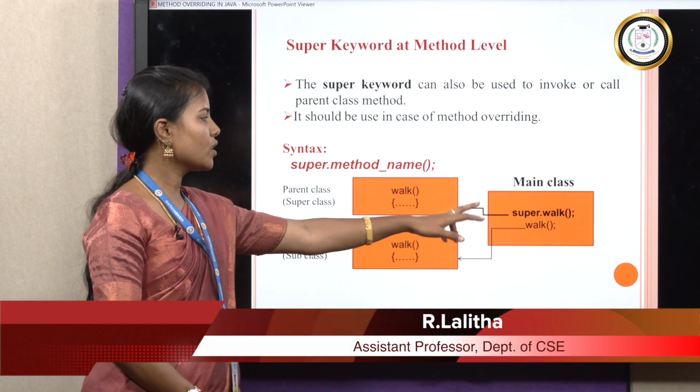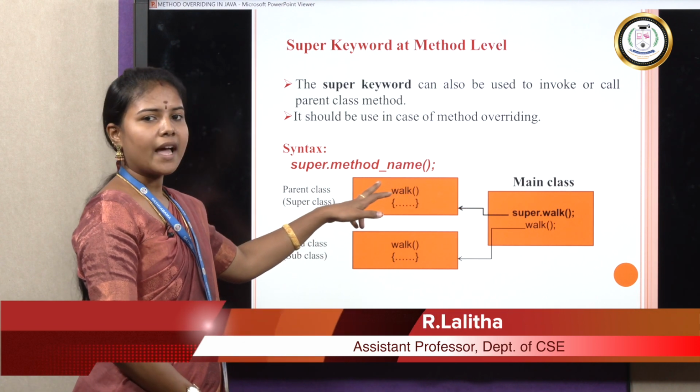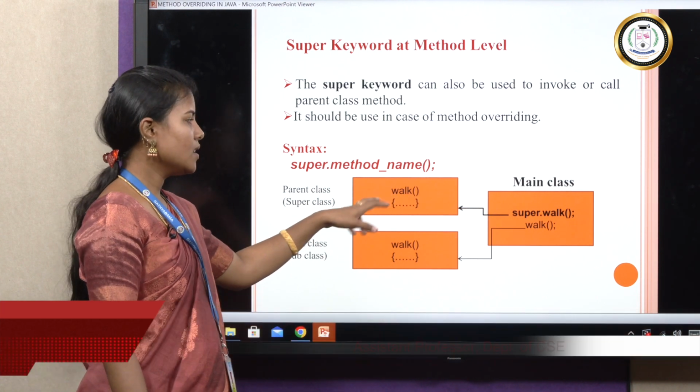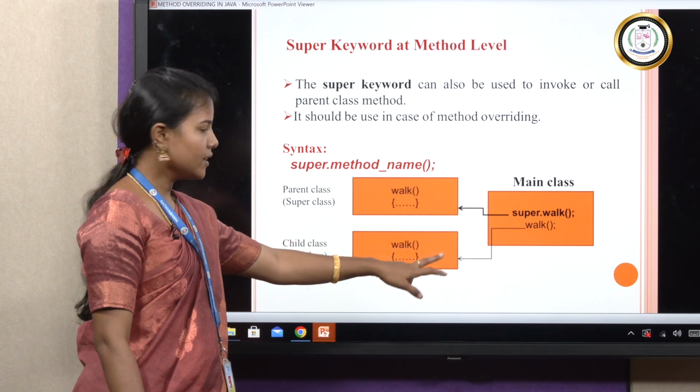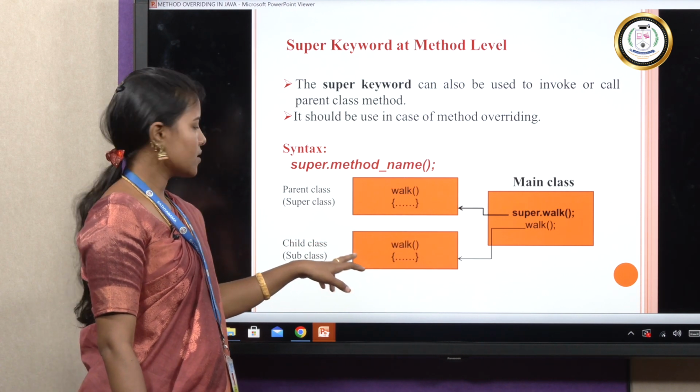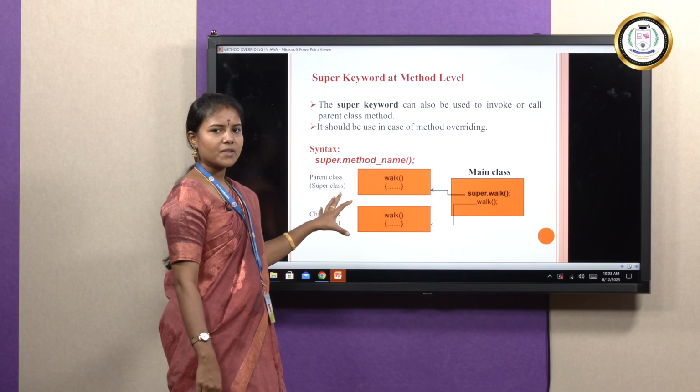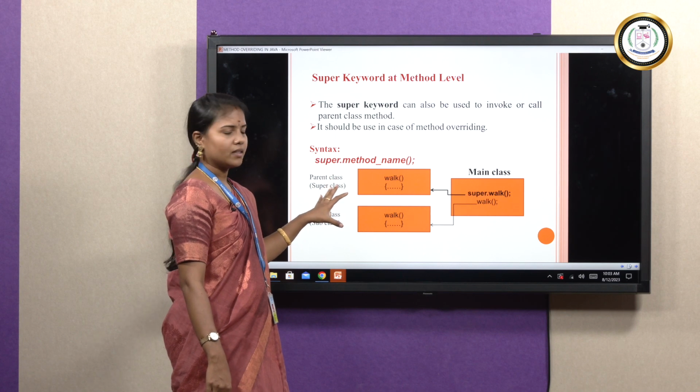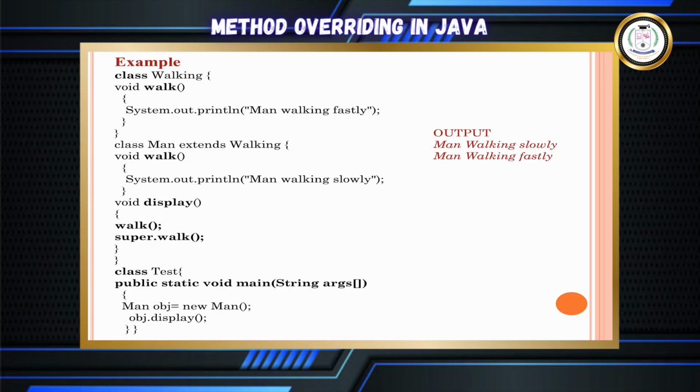So super.walk(), it is automatically going to access the parent class method, and walk(), it is automatically going to the child class object. So this is the diagrammatic representation of the super method. Next, let's see the same program.